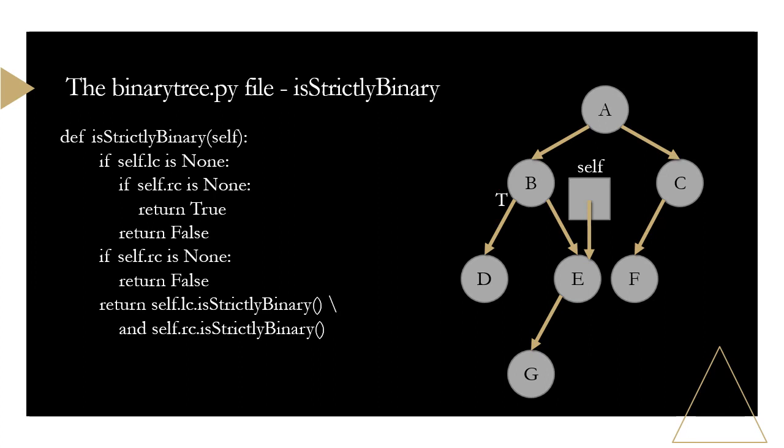Does E have a left child? Yes, so the first if condition is not met. Does E have a right child? No, so the second if condition is met, and E must return false. E returns false to B.